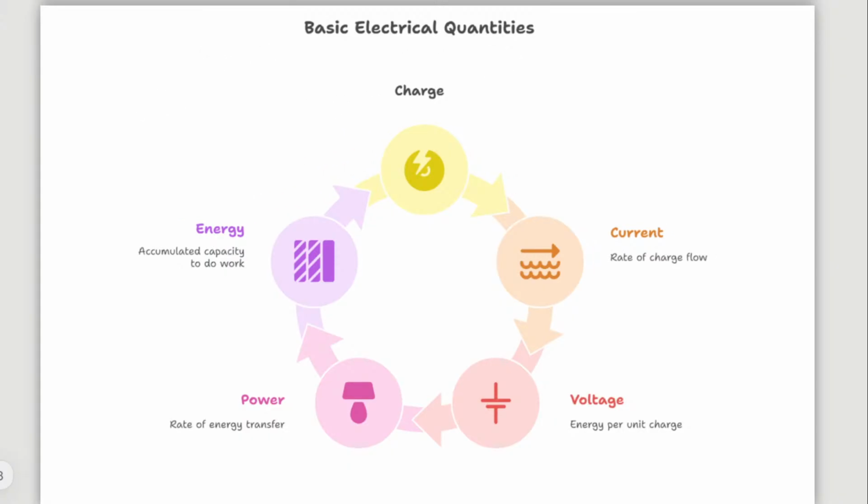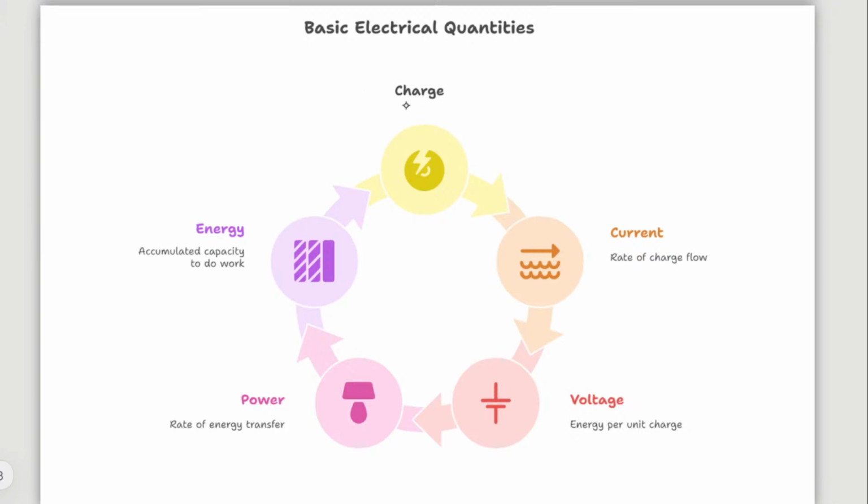So, I think let's start the class. Today I am going to discuss some basic fundamentals of network analysis. This class will be helpful for students who are preparing for the GATE exam, and also for those who want a solid conceptual understanding of basic electrical circuits. One by one, we can discuss some basic concepts in electrical circuit engineering.